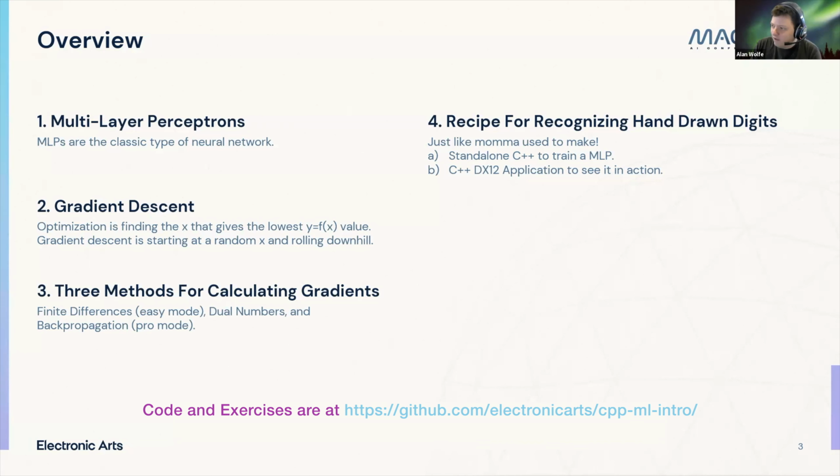I'm going to show a recipe for how to train a neural network to recognize handwritten numerical digits, and then how to actually use that in practice. The training application is just standalone C++ without external libraries, and the demo that actually uses it is, again, just C++ in DX12, just very plain. Should be real easy to see what's going on.